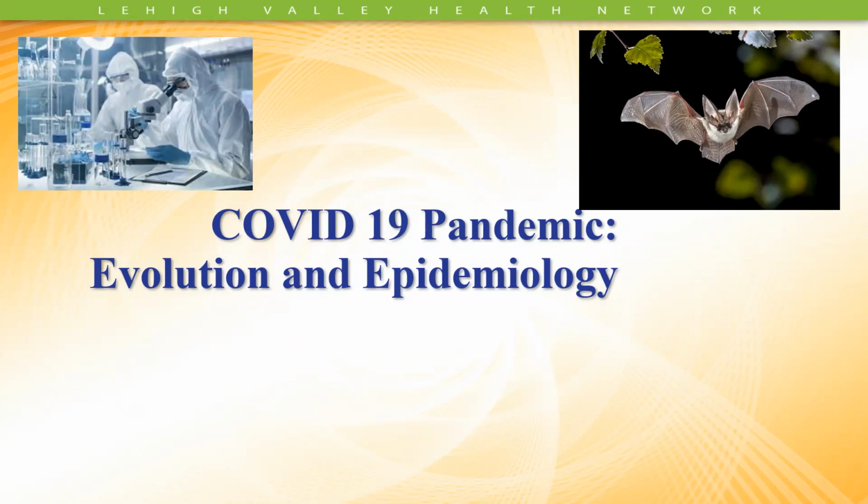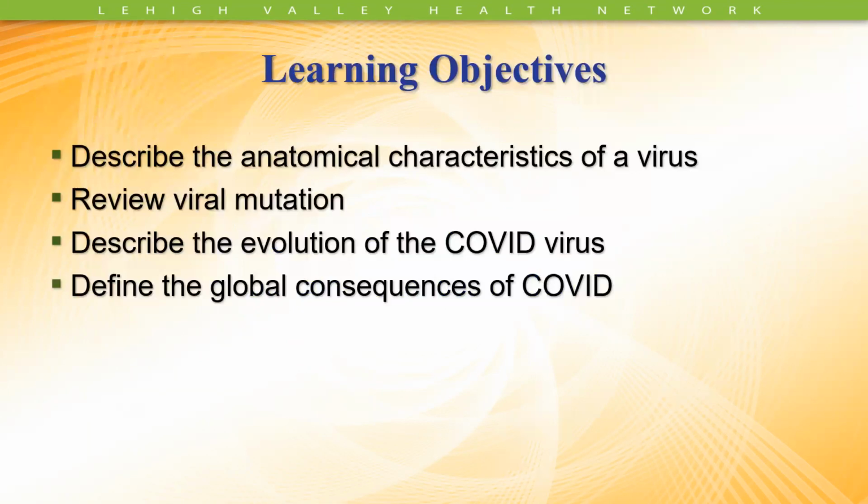I'm going to start out with COVID-19, the pandemic, evolution, and epidemiology. Learning objectives are going to be: describe the anatomical characteristics of a virus, review viral mutation, describe the evolution of the COVID virus, and then look at some of the global consequences of COVID-19.